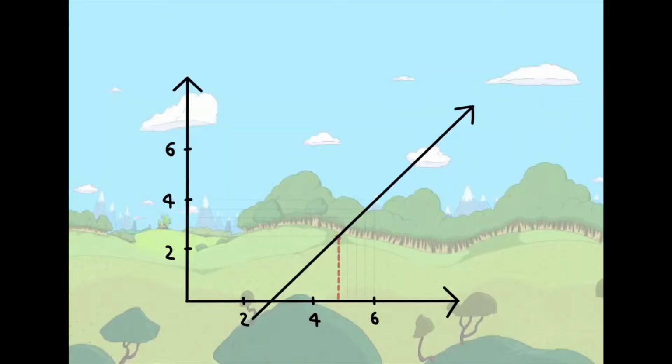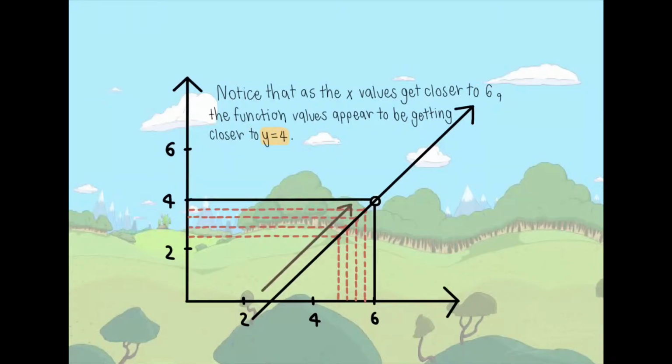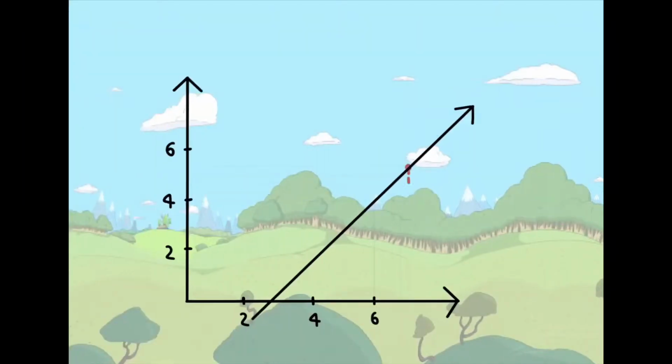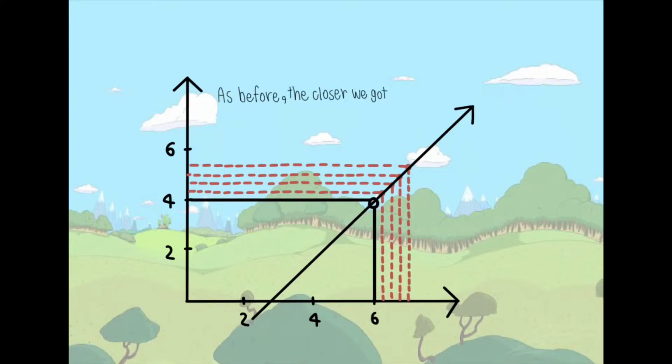First of all, let's look at the graph of the function f of x equals 4 over 3x minus 4 and examine points where x is close to x equals 6. We will start with points where x is less than 6. Notice that as the x values get closer to 6, the function values appear to get closer to y equals 4. Now, let's look at points on the function where x is larger than 6. As before, the closer we get to x equals 6, the closer the function gets to y equals 4.